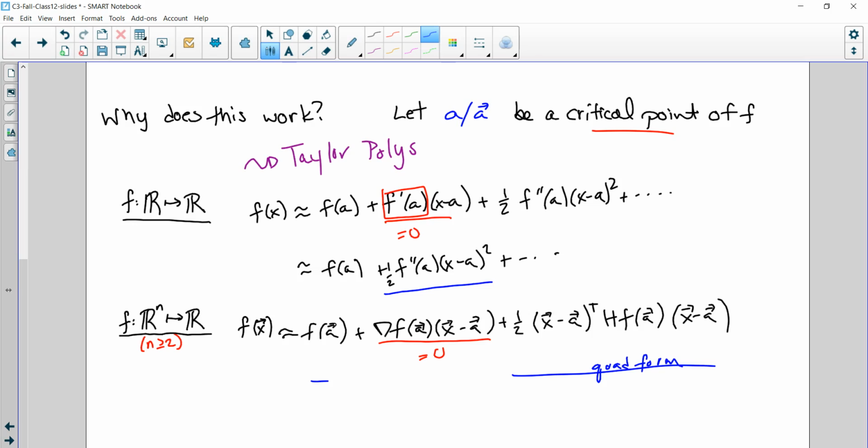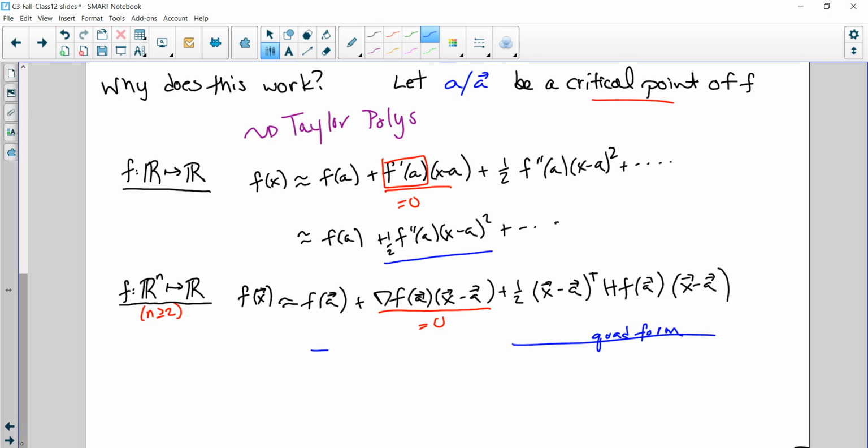So this is the idea behind the second derivative test. In the next video, we'll actually go through an example of using the second derivative test to classify mins and maxes.